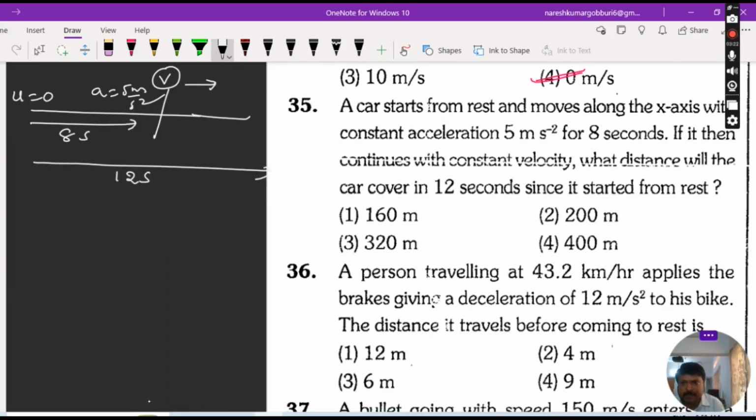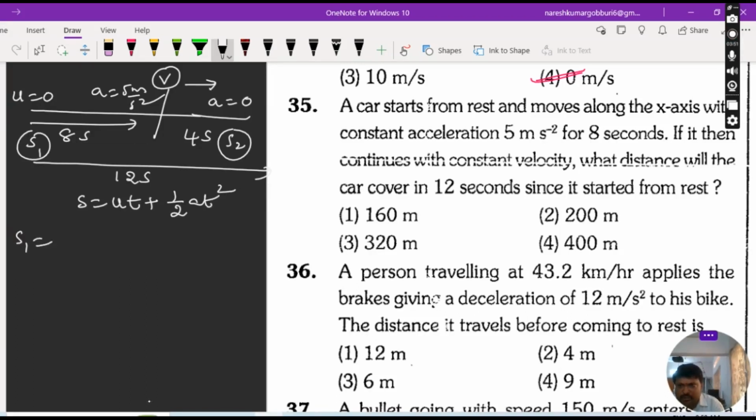In these 12 seconds, for 8 seconds it traveled with some acceleration. For the next 4 seconds it traveled with constant velocity. Constant velocity means its acceleration is equal to 0. Then find the distance here, this is S1, and find the distance here, S2. So we know very well, use the second equation of motion, S equals ut plus half at square.